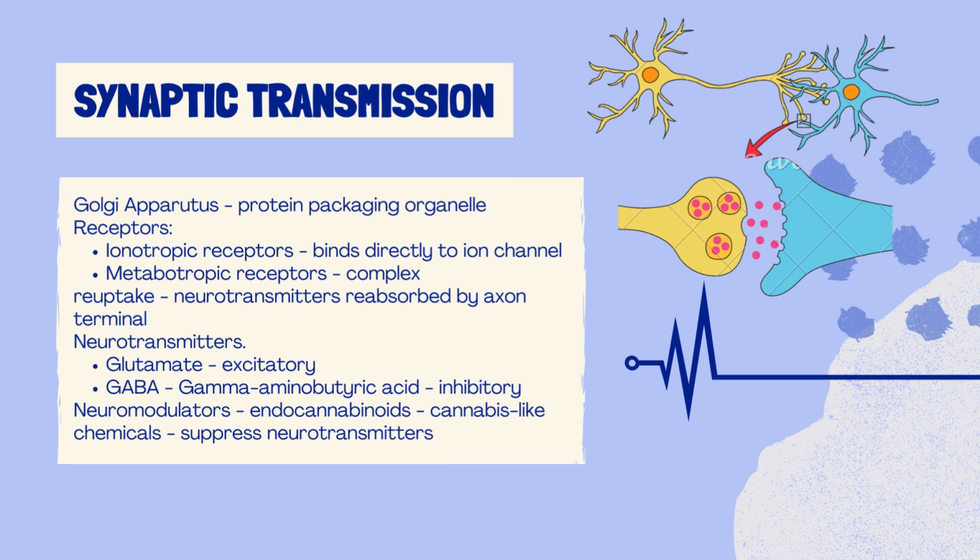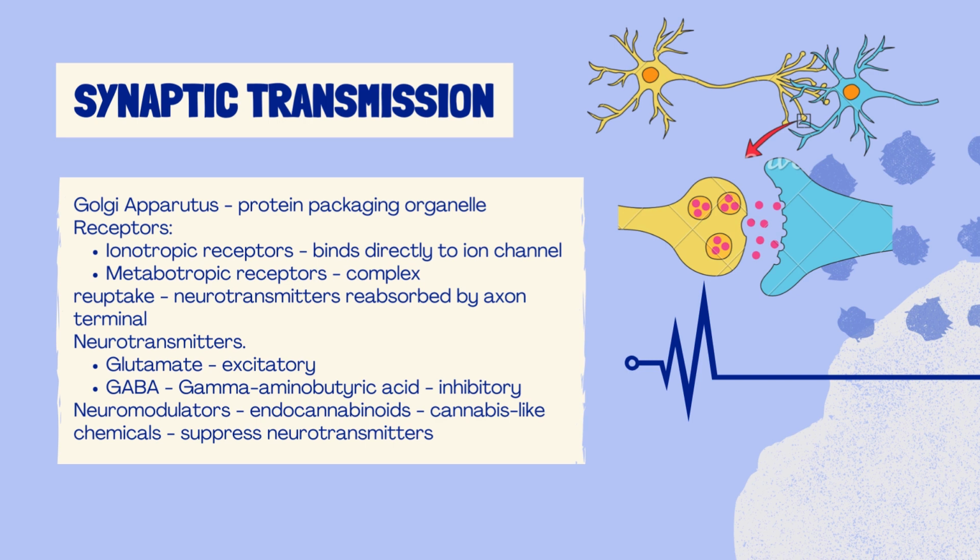Synaptic transmission. There are many parts to this. The first part is the Golgi apparatus, which is crucial to know because the Golgi apparatus is a protein packaging organelle. And receptors, there are 2 main receptors in the brain, ionotropic receptors and metabotropic receptors. Ionotropic receptors bind directly to the ion channel. Metabotropic receptors are the same thing except they're more complex. Reuptake is the process of the neurotransmitters being reabsorbed by the axon terminal for various reasons, which we will talk about later.